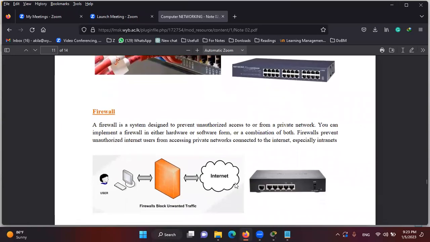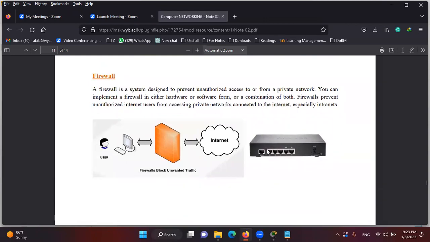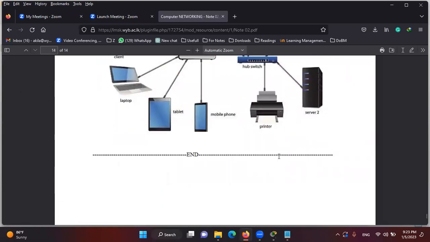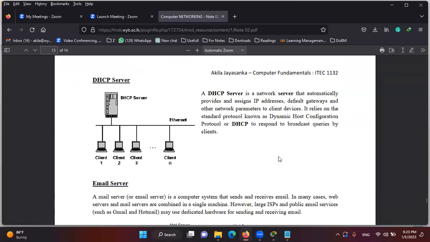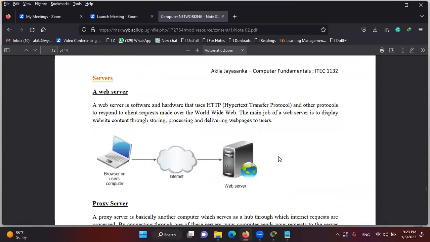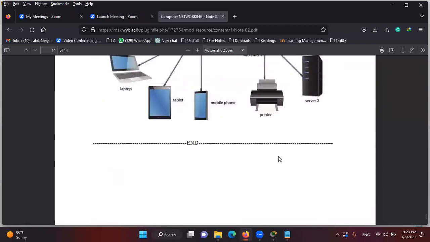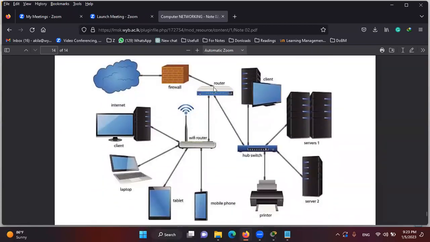Next, firewall. Children, a firewall is used to protect networks. A firewall is also a device. In this network, you can see the firewall is connected. We have a router, a Wi-Fi access point and a hub switch. What this firewall does is block all the unauthorized communication from the internet to our network. It will allow only authorized and unharmful data into the network.